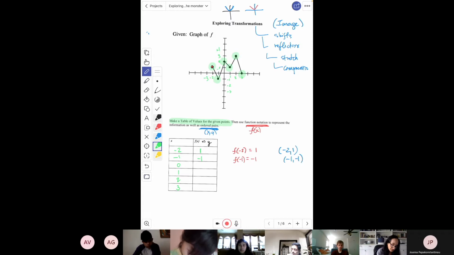Okay, what about when the input is 0? What is the output? 2. 2, very good. And what about the output for when the input is 1? 1. Excellent. When the input is 2, what is the output? 3. Excellent. Ariana, you're on a roll. What about if the input is 3, what is the output?